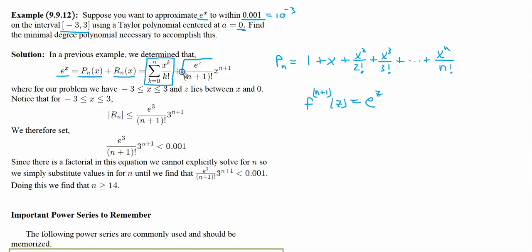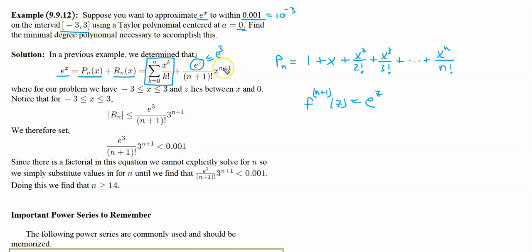So now what we need to do is take this quantity and set it less than or equal to 10 to the negative third, and then find out how large n has to be. Now before we do that, we do need to find a bound for this e to the z. We don't want that there. Well, let's notice that the biggest this term could ever be is e to the third power. And that's because x is supposed to always be between -3 and 3, and z is going to be between x and 0, so z has to be in this range as well.